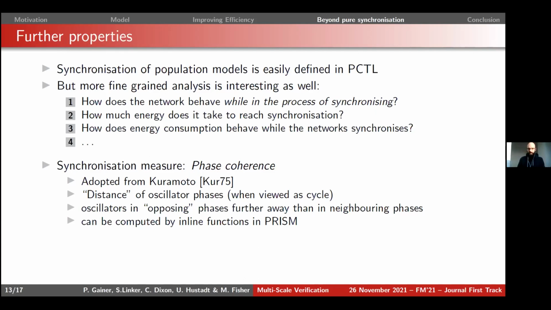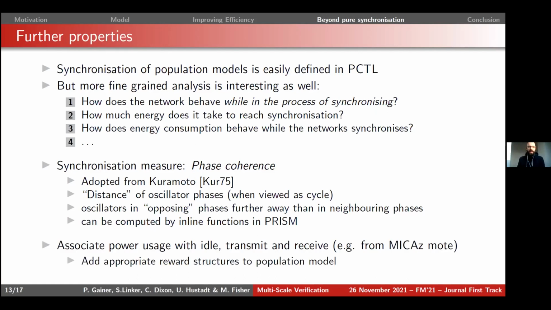If you again look at the cycle that we use in the population model, oscillators that are in opposing phases can be thought of as being further away from each other than if they are in two phases that are next to each other, where one is the successor of the other. And you can actually do a computation of this phase coherence measure within the inline functions of PRISM.